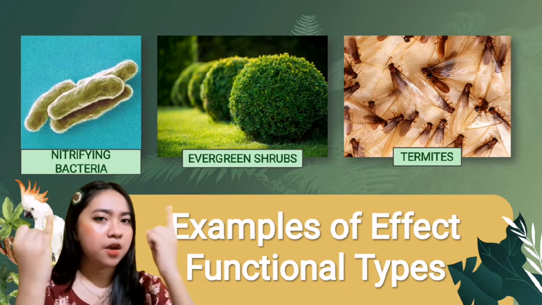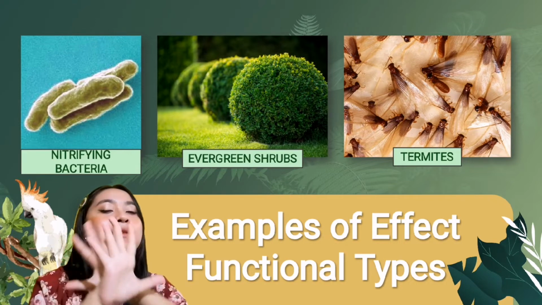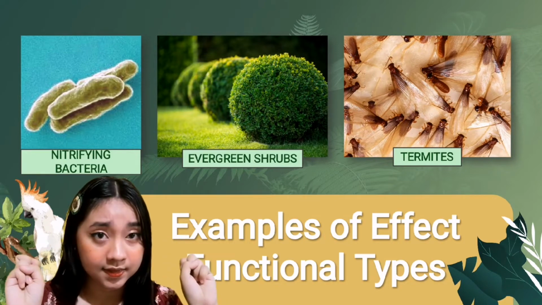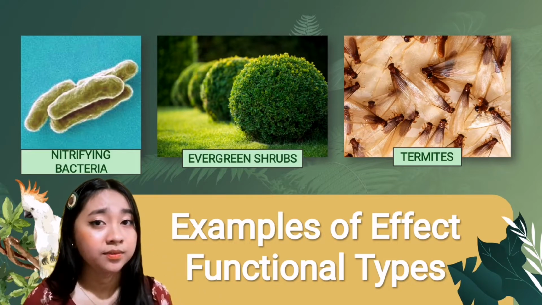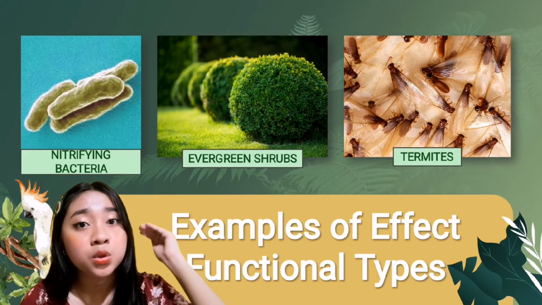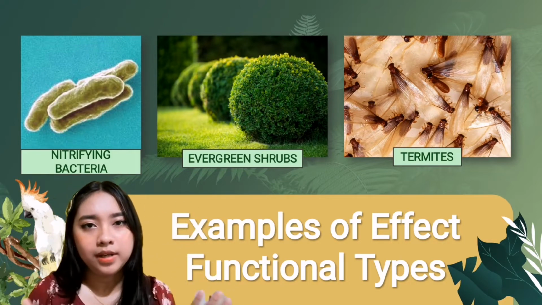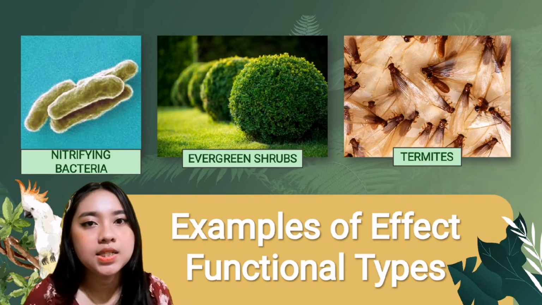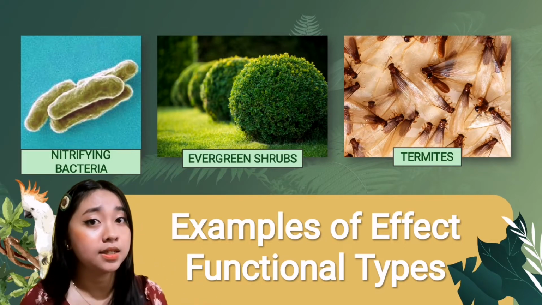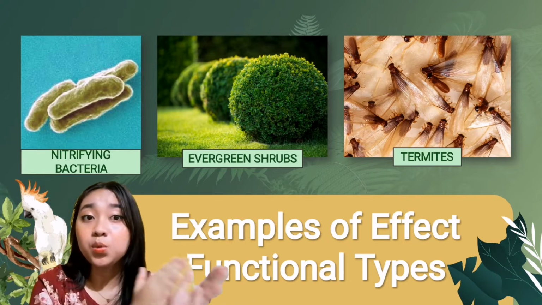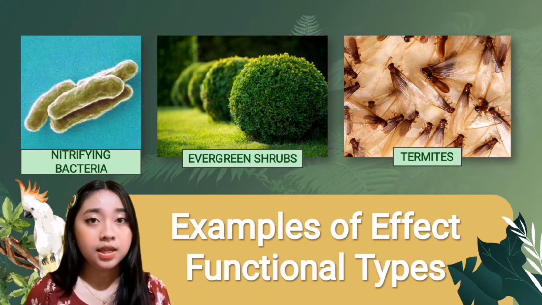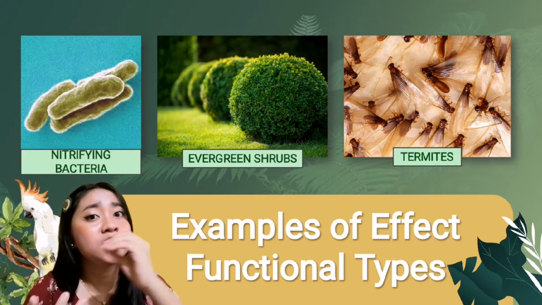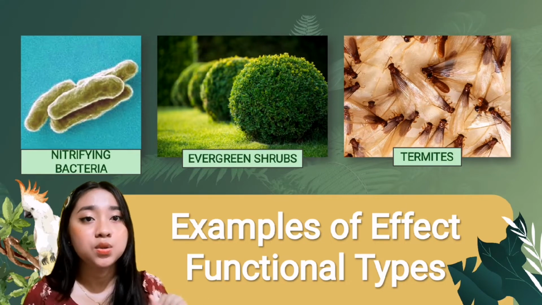Nitrifying bacteria, evergreen shrubs, and termites are examples of functional types that have predictable effects on ecosystem processes. The nitrifiers increase the mobility of available nitrogen in soils, while the evergreen shrubs produce well-defended leaves that have low palatability to herbivores and decompose relatively slowly. On the other hand, termites mix the soil vertically and redistribute the surface litter to depth.